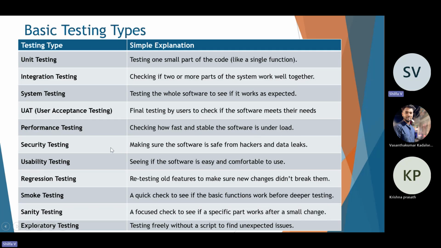Security, as I discussed earlier, checks whether the software is safe and secured or not. Usability testing checks whether the software is easy and comfortable to use. Regression testing makes sure that old features are working properly and it does not affect the new features.